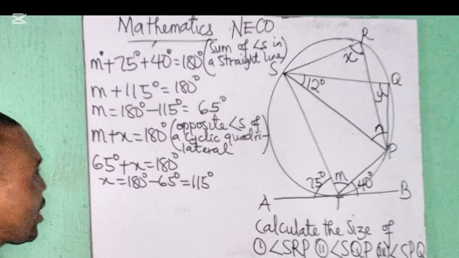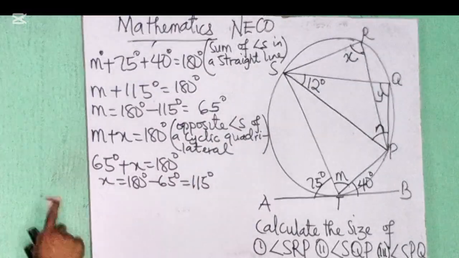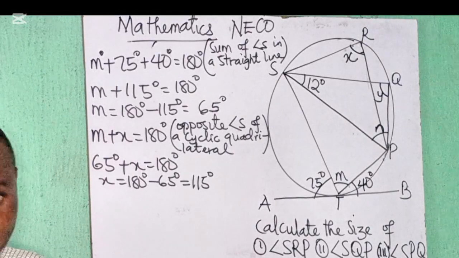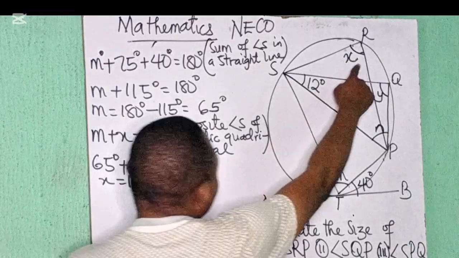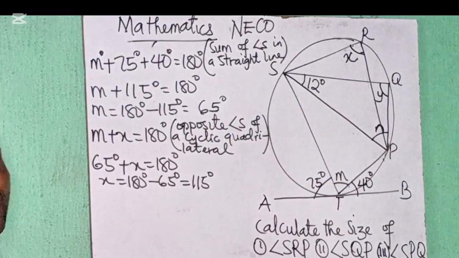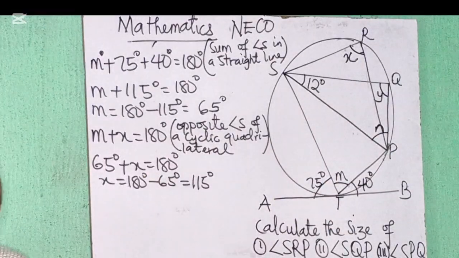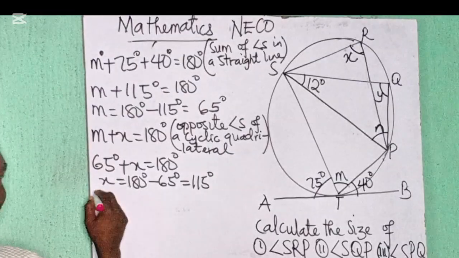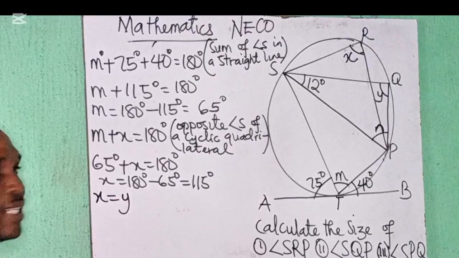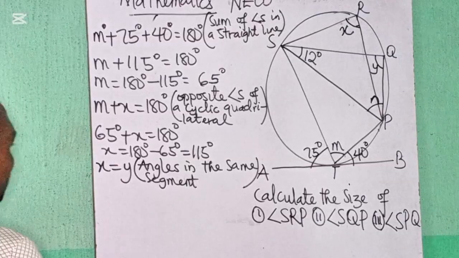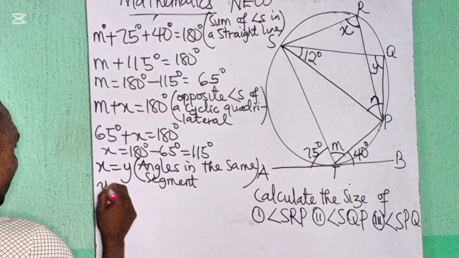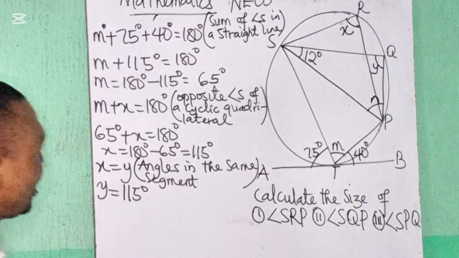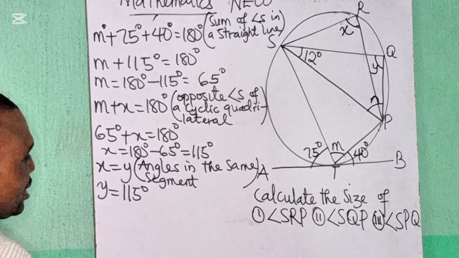Is that clear? If X is equal to 115, is there any connection between X and Y? The answer is yes. If we look at angle X and angle Y, what connects them together? They are both in the same segment, and angles in the same segment are equal. So X equals Y. If X is 115, my Y is 115 degrees. Is that clear? Good.